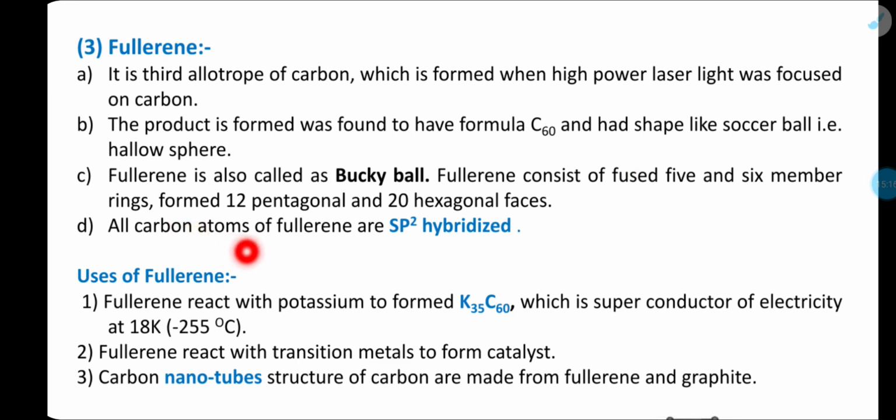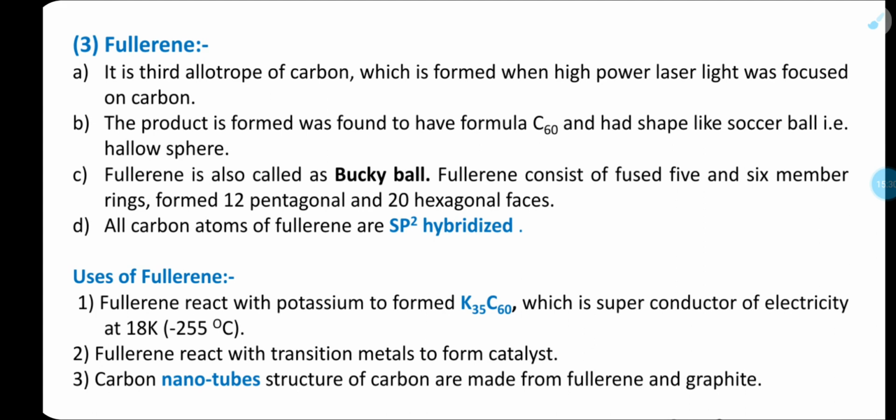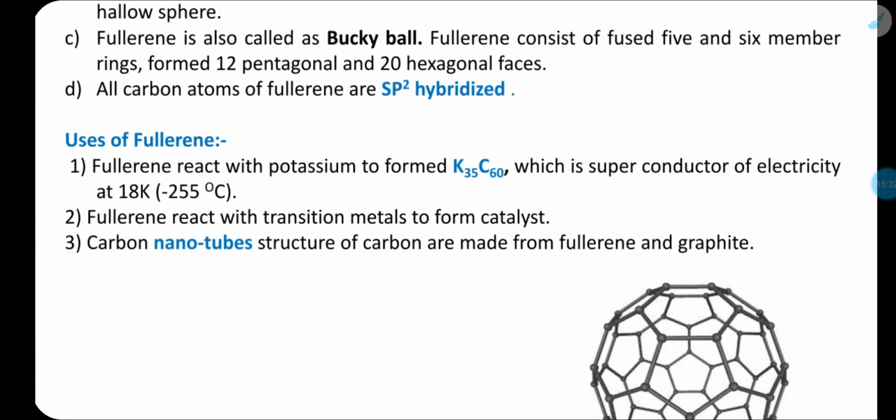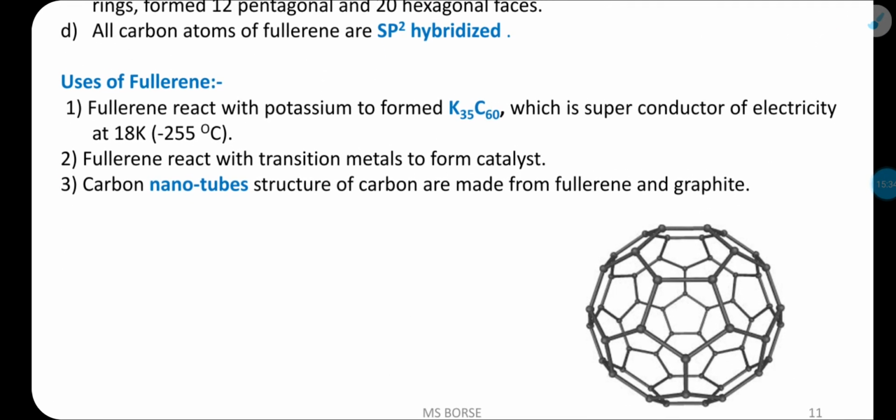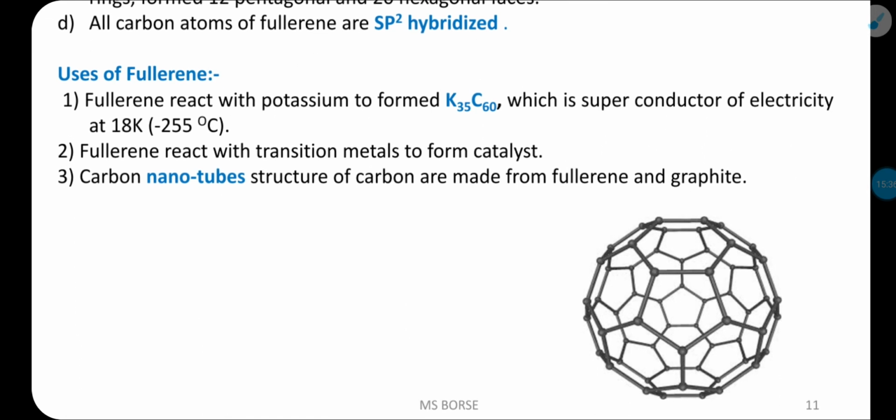All the carbon atoms in fullerene are also sp2 hybridized. Right? This is important. In fullerene also, the carbon atoms are sp2 hybridized. So this is a synthetic material with very specific uses. So these are the uses of fullerene.